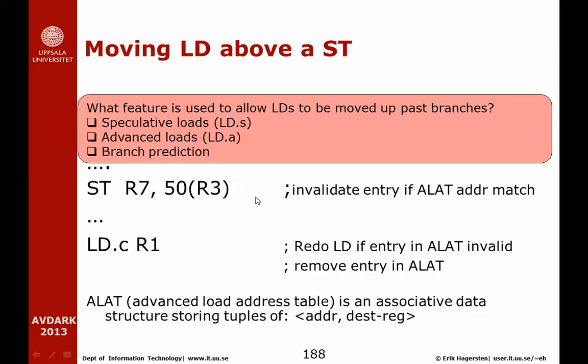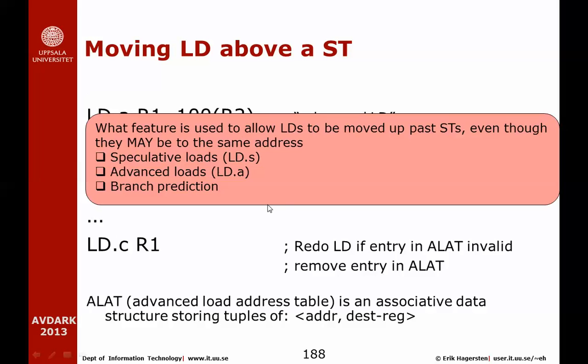So what feature is used to allow loads to move up past branches? What feature is used to allow loads to move up past stores, even though they may be to the same address? So that's the stuff hiding behind the pink box here.